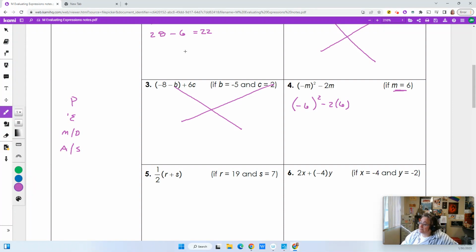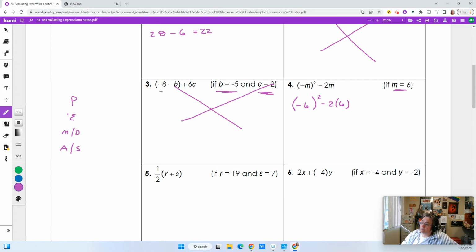If you notice on this one, right here on number 3, B equals negative 5 and C equals 2. So we would plug those in respectively. When we're asked to evaluate something, it's always going to give us the variable, and they're going to give us a value for that variable. So any variable in the equation is going to have a value that you're going to plug in, and that's what evaluating means. Yes, Allison.